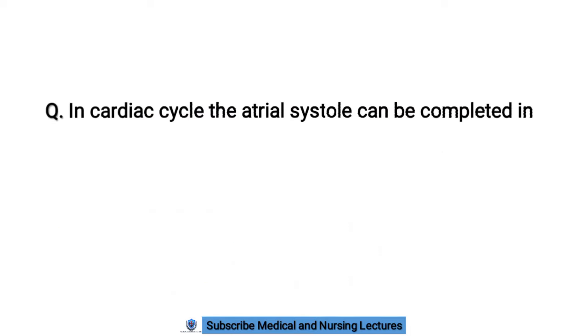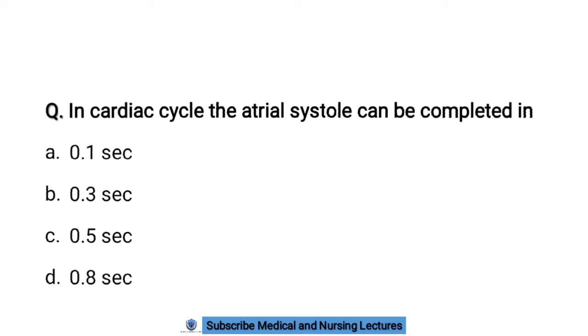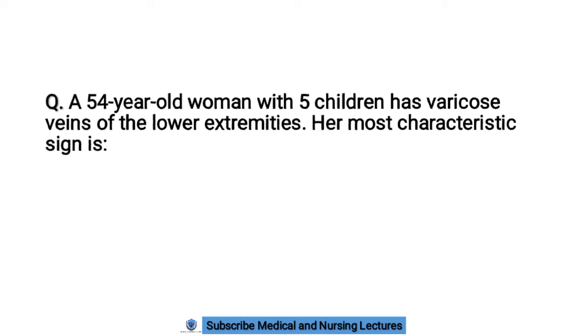Question number 3. In the cardiac cycle, the atrial systole can be completed in option A, 0.1 second, option B, 0.3 second, option C, 0.5 second, and the last option is 0.8 second. Here the correct option is option A, 0.1 second.